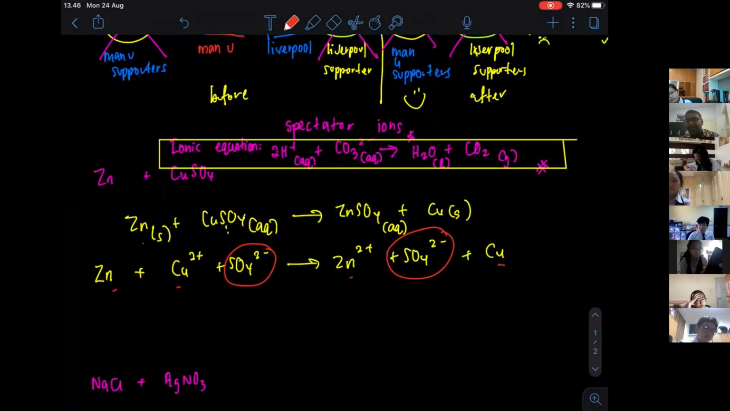In IGCSE you would have also learned that the oxidation number is given by the number that you have.